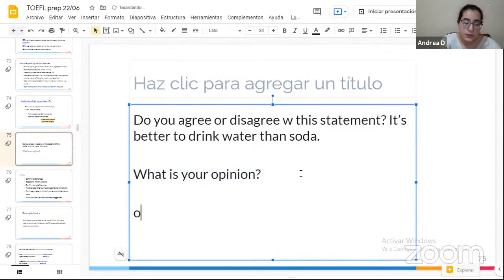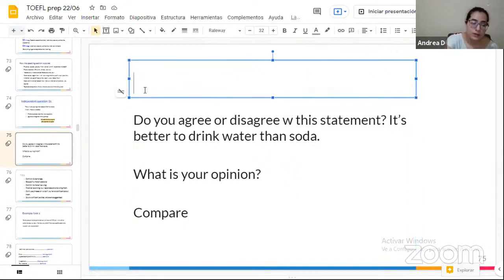Unless, for some reason, they say compare and contrast drinking water versus drinking soda. In that case, if you have something like compare and contrast, then yeah, maybe you could do that. But I've never seen this. It's very rare. I remember I've seen one of these questions, but not in the speaking, in the writing. So, in case you have one of those, then maybe you could do that. But I don't think that's going to be the case. So basically, always try to choose one and support it.